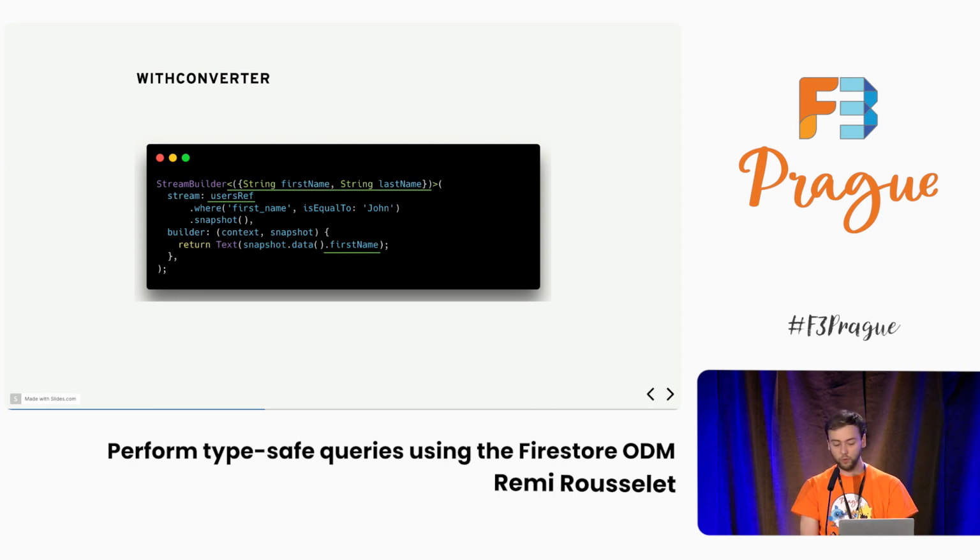We don't have a map anymore, but we still have the issue with untyped queries. When we do a where query, we still have to specify the string firstName, and the isEqualTo is still untyped too. We could still pass a Boolean. And we also still have this .snapshots.